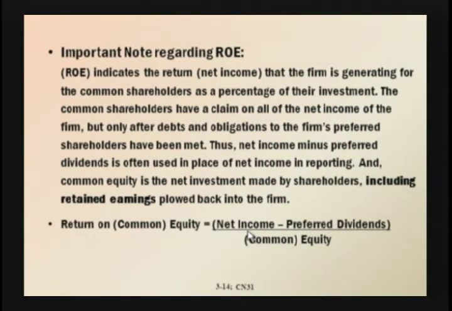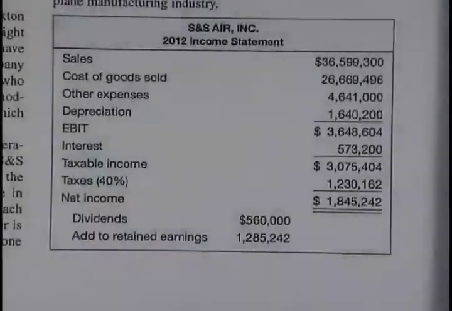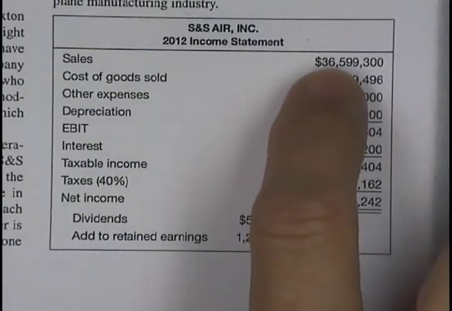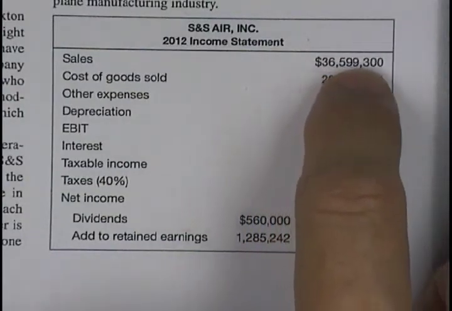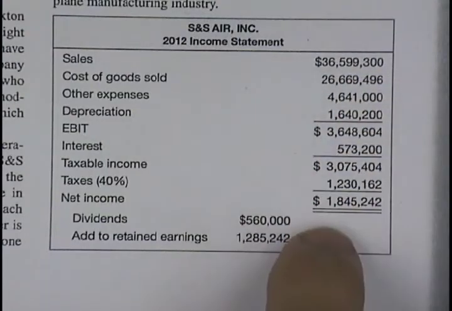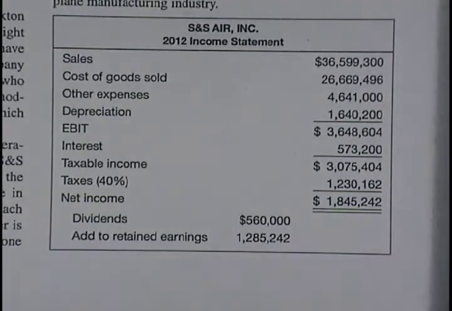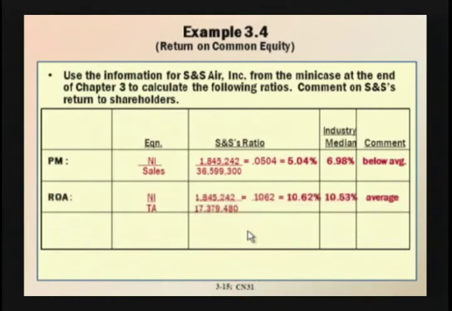Let's use the financial information for S&S Air to look at some of these profitability ratios. From the income statement, we will need the sales volume, $36,599,300, and we'll need the net income figure, $1,845,242 for S&S Air. We can use that to then calculate the profit margin for S&S. Take that net income number and divide by the sales, and we'll see that for each dollar in sales, S&S generated 5 cents in net income.